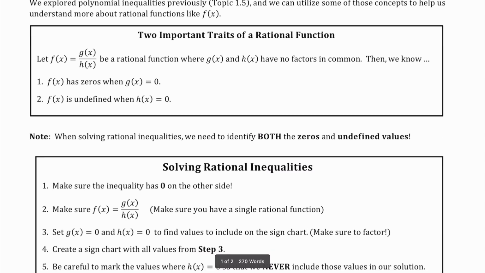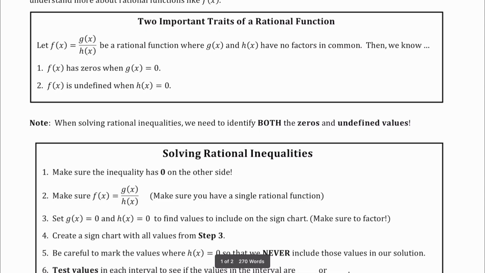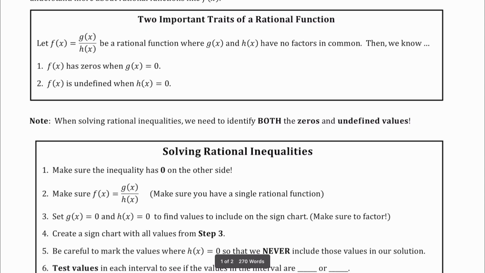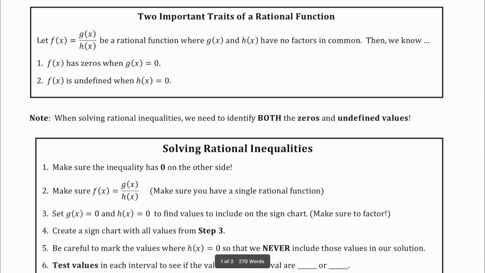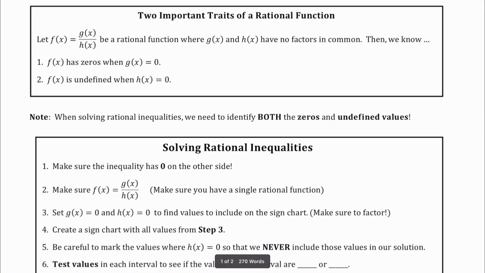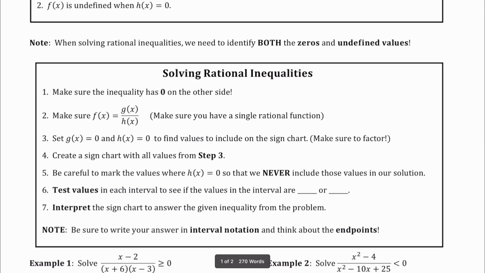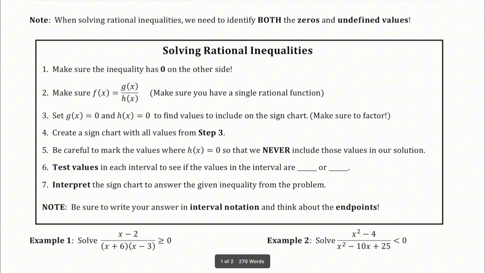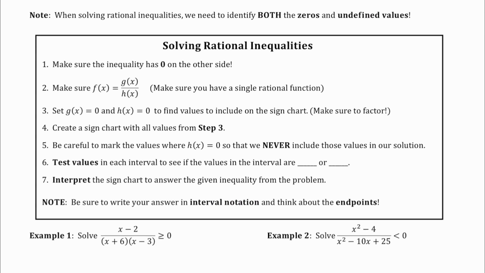This is telling us that we need to set the numerator, the polynomial on the top, equal to 0, as well as the polynomial in the denominator equal to 0, so that we can find the values. When you're solving for 0, we find the important values. It says more down here: to identify both the zeros and undefined values.